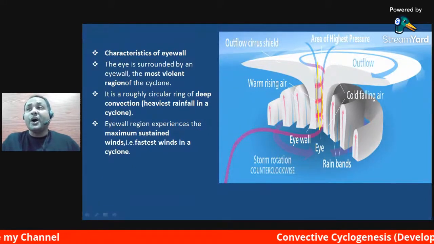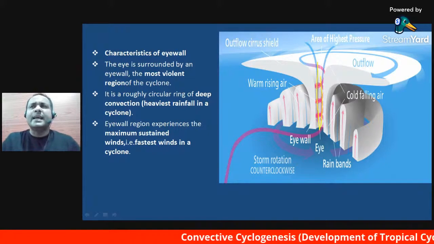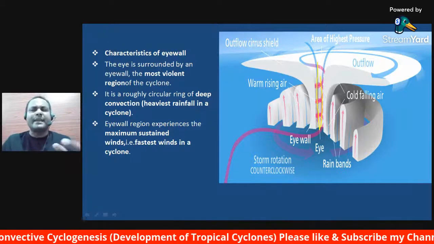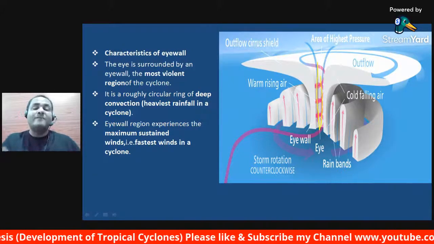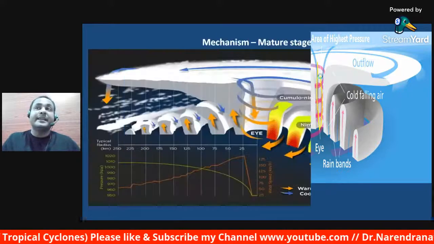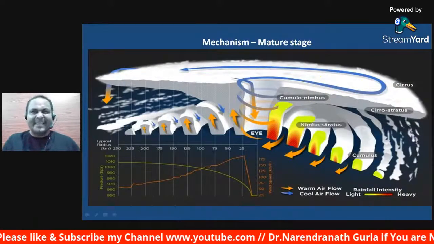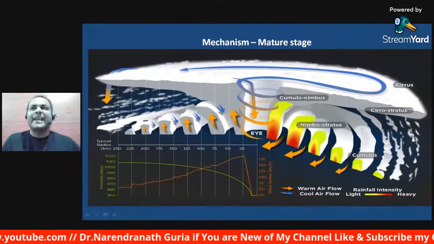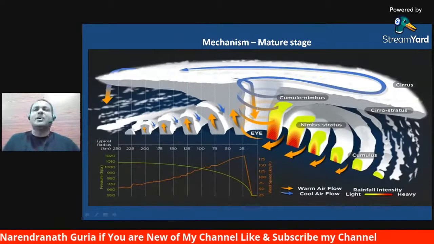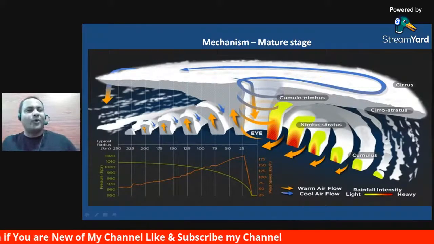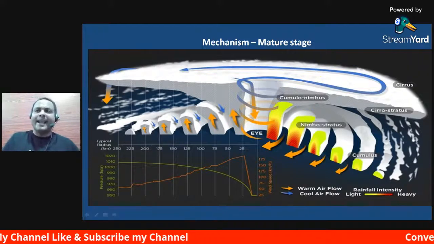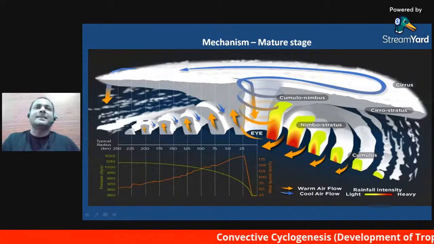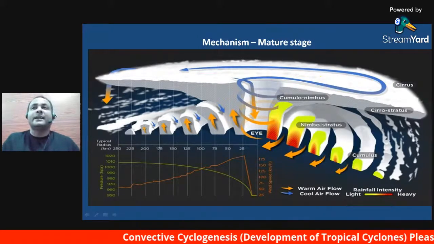Here there is the storm rotation, clockwise, and rain bands, and there is cold air falling and warm air rising, and the outflow at the top, and an area of highest pressure, and sometimes there are differences between warm water, warm winds and cold winds. Very interesting. And the mechanism of the mature stage, you see in the slide at present, the complete mature stage, and then the warm air flow and cool air flow automatically start. Very interesting. Rainfall intensity is light and heavy. Very interesting.